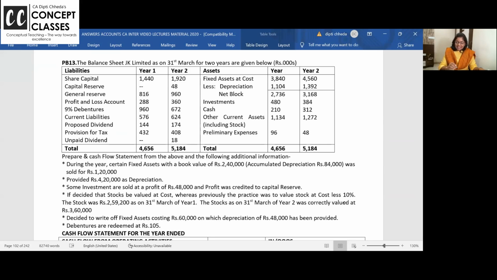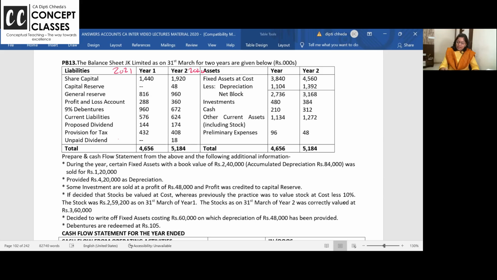Share capital. See, as I told you, the pitfall is that sometimes they give 2021 and this is 2020, so then it will change, okay? Share capital, reserves, general reserve, P&L, debentures, current liabilities, proposed dividend, provision for taxation. Proposed dividend is an old problem, so I'm taking it. Now it is not there. Now whenever dividend is paid directly, it's an outflow in financing activity and add back in the operating activity.